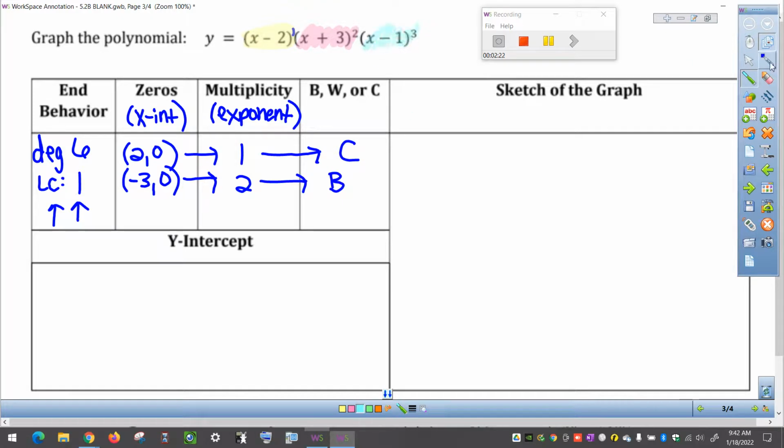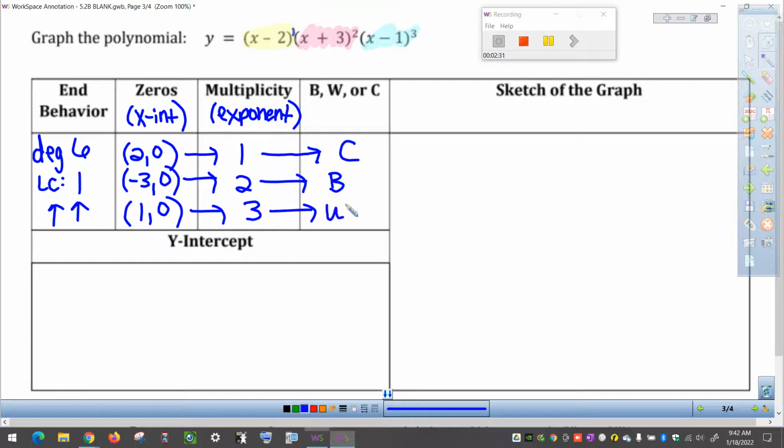All right, and then finally for the last one here, for the x minus 1 part, we're going to turn that into a positive 1. That is a multiplicity of 3, and if it's an odd multiplicity greater than 1, it's going to wiggle.